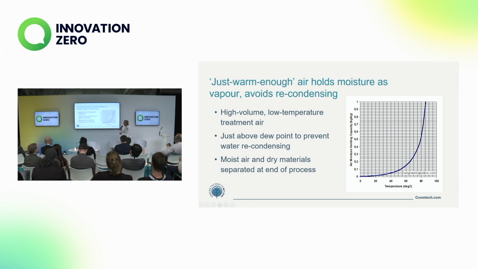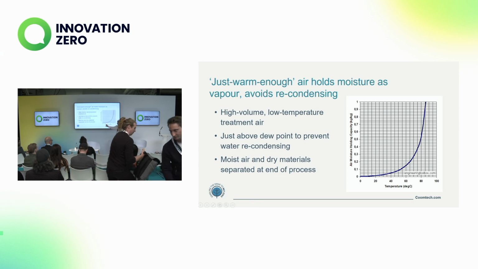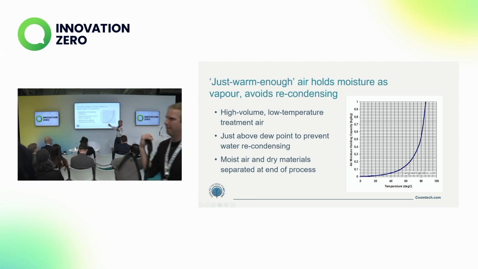So if you look at this chart here, you can see that this is an exponential graph. If you can keep your air above about 80 centigrade, you can carry a lot of moisture in it. Whereas if you drop it down to room temperature, it won't carry much. When I say the dew point, you've seen dew in the mornings. This is exactly what's happening when you get dew on your lawn: the air is cooling, it can't carry as much moisture, and it drops that moisture out onto the grass. So that's what dew is.